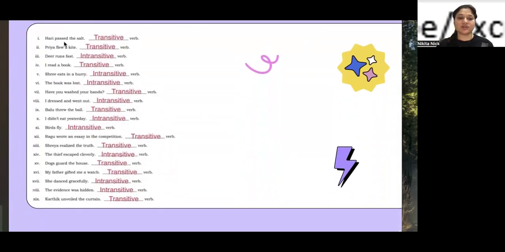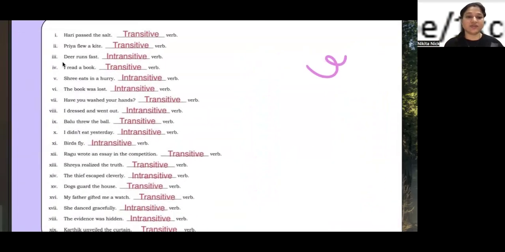All right, some examples. Harry passed the salt. He passed what? Salt, transitive. Priya flew a kite. Kite is what? An object, transitive. Here the salt is an object. Deer runs past. Runs past. There's no object, intransitive. I read a book. A book is an object, transitive.